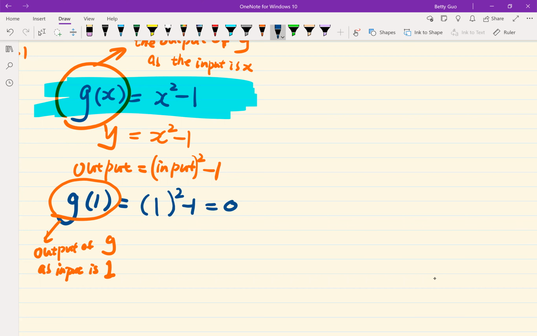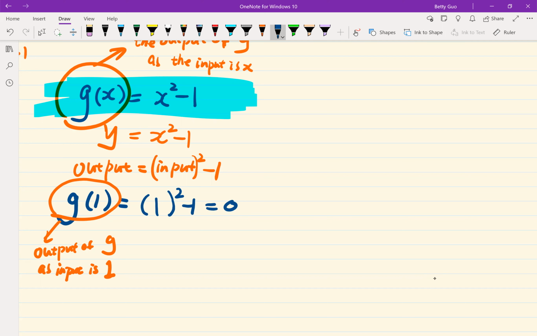1 squared minus 1 is 0, right? Do you see that? Okay, again, function g produces output always equal to the square of the input and then minus 1, right? That's the function g. That's how y depends on x.